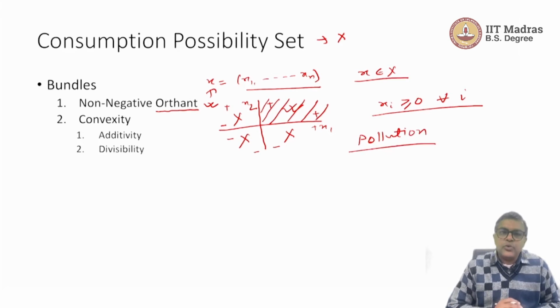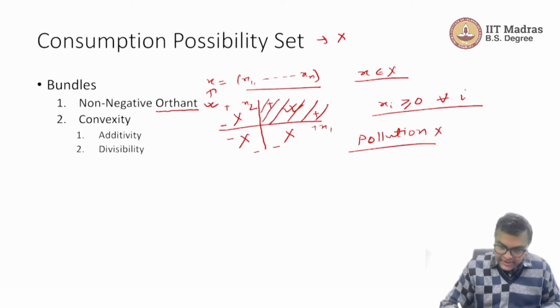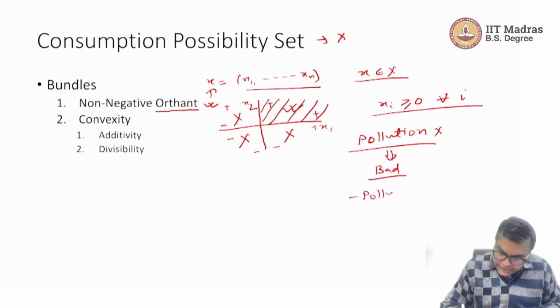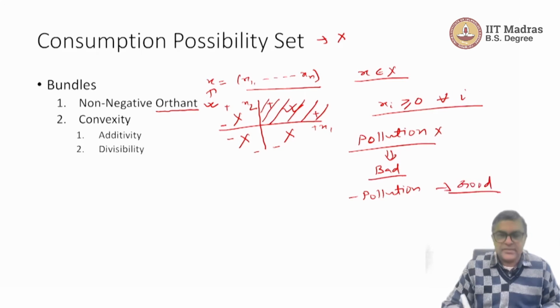So, what we can do in our setup, pollution is anyway not a good. It does not give us satisfaction, in fact it takes away satisfaction from us. So, we can call pollution a bad that we would like to avoid, and we can come up with a new entity which is minus pollution, and this becomes a good because minus, and then it also becomes positive, then that is what we are interested in.